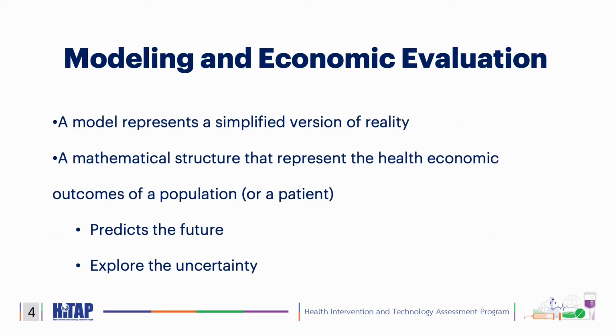Now you may wonder how a decision model can help policymakers understand the situation more clearly. We use the model to represent a simplified version of reality with the use of a mathematical structure that represents the health economic outcomes of a population or a patient of interest, so that the model can first help predict the future of implementing those interventions, to let the policymakers see the consequences of implementing the intervention, and also explore the uncertainty of those interventions in case they are implemented, which about the uncertainty part you will learn more in the next session.